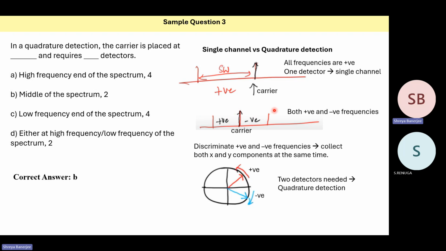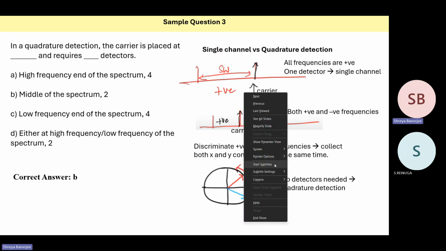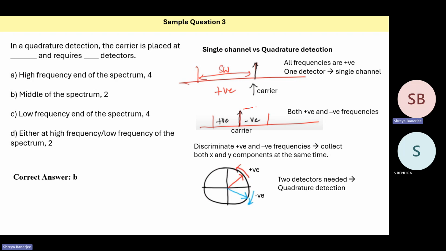So this is your spectral width, and you have signals in the negative direction as well as the positive direction of the carrier. So the carrier is in the middle of your spectra, and two detectors are needed because you need a detector to measure the signals in the negative direction and a detector to measure the signals in the positive direction. So the correct answer is B, where the carrier is in the middle of the spectra here, and two detectors are needed to measure the signals on both sides.